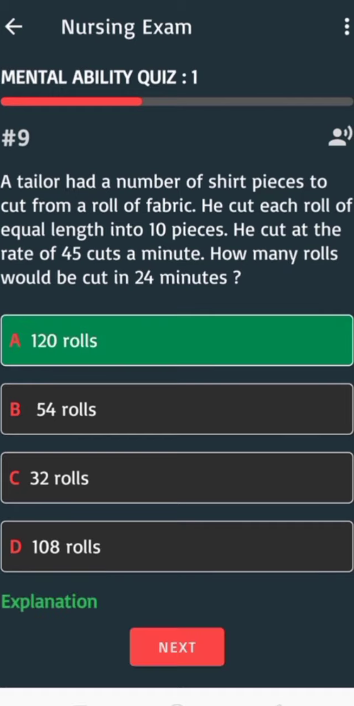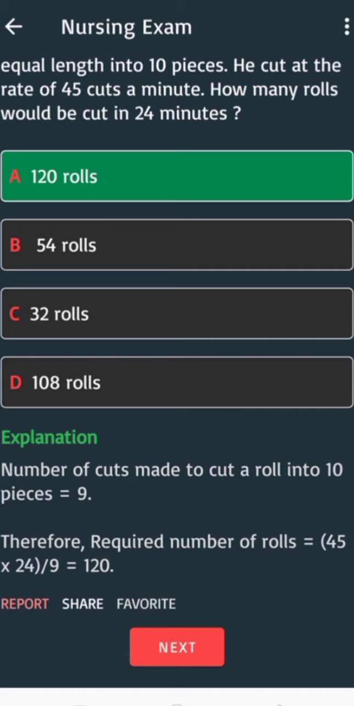Correct answer. Number of cuts made to cut a roll into 10 pieces equals 9. Therefore, required number of rolls equals 45 x 24 / 9 equals 120.